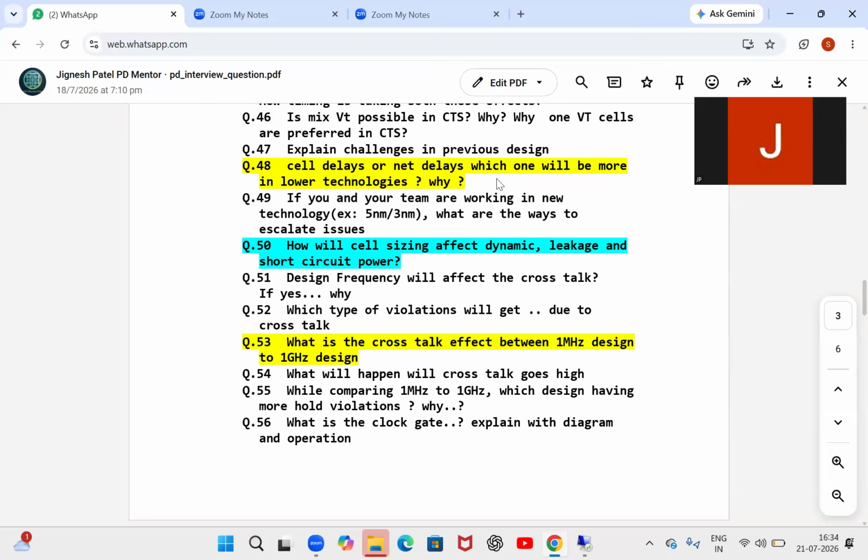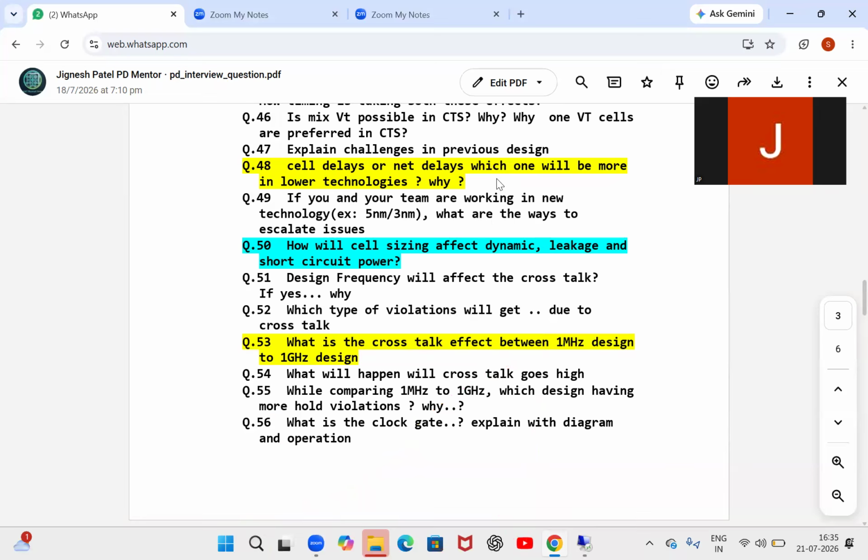Okay, one small hint. See, if your cell is bigger, you will have more output capacitance, right? That output cell cap will be big. So to charge and discharge that capacitance, it will take more time. Basically, from 0 to 1 it will take more time. If this time duration is increased, of course, during this time your NMOS and PMOS both will turn on. And that's why your leakage power, dynamic power or short circuit power will increase.